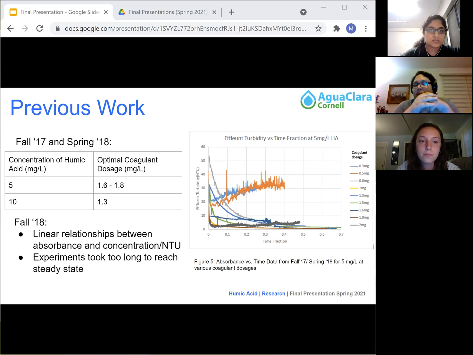And they also tried to come up with a mathematical model to predict the optimal coagulant dosage with a known concentration of humic acid.